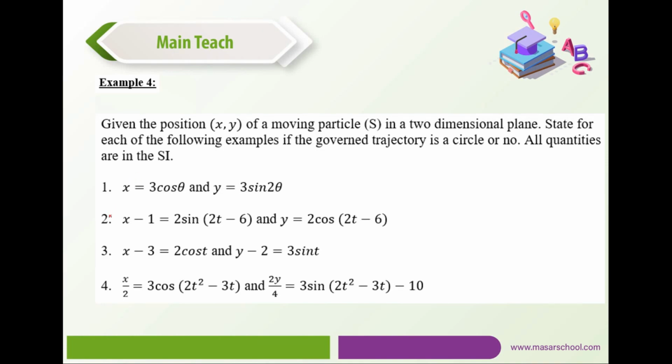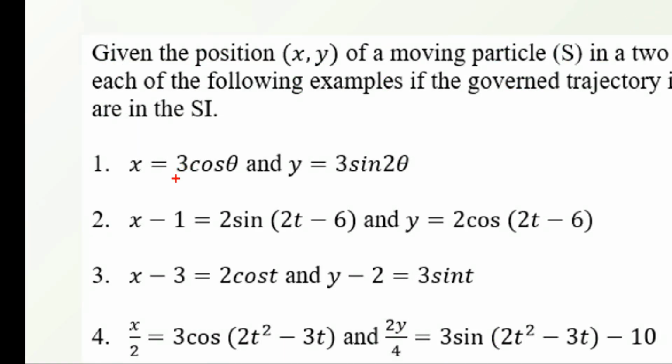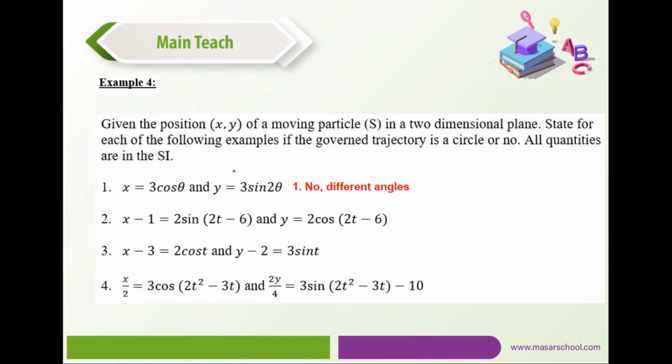Let's take a look at the first one. Remember that I've said the coefficient should be the same and the angle should be the same. The coefficient is 3, the coefficient 3. However, the angle is different. In this case, this is not a circular motion because we have different angles.